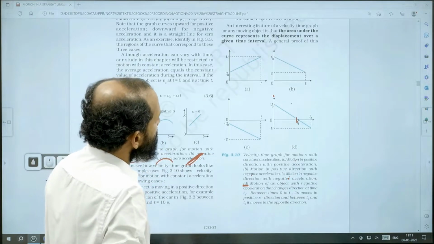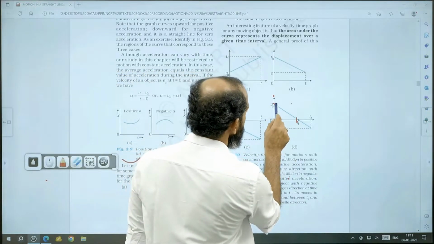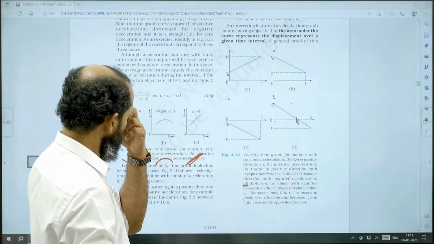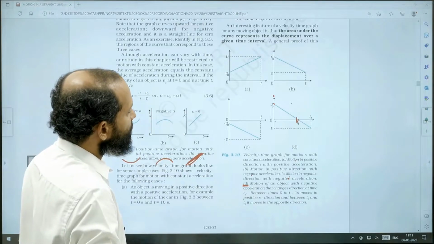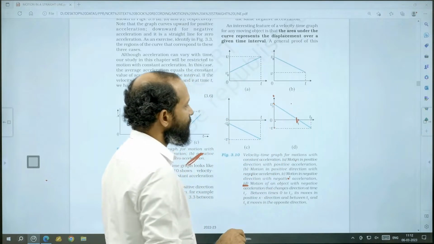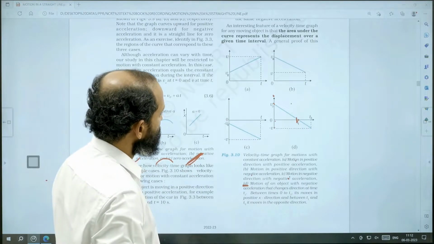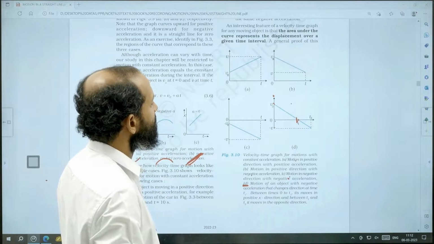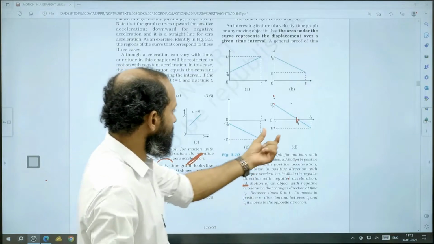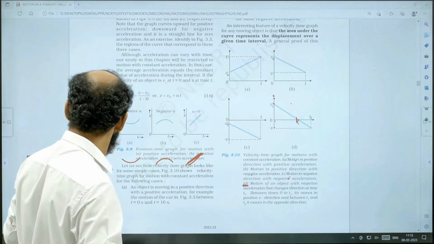It may be a body projected vertically upward with speed v0. Then the speed goes on decreasing. Speed becomes 0 at t1, so t1 should be the time to reach the top. And t2 is the instant when it reaches the ground back, and that speed is minus v. It is not v0; that may be due to friction. Speed may have decreased, so the time of ascent is not equal to the time of descent. The time of descent should be greater than the time of ascent, but here graphically it is given as less. Okay, anyway, it's not the situation we discuss here.